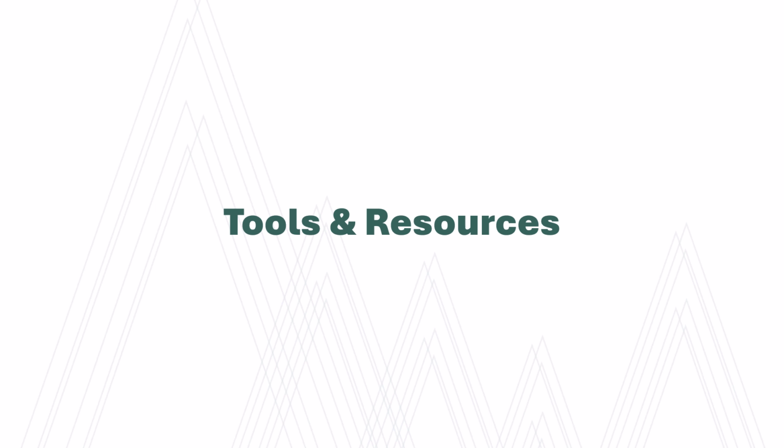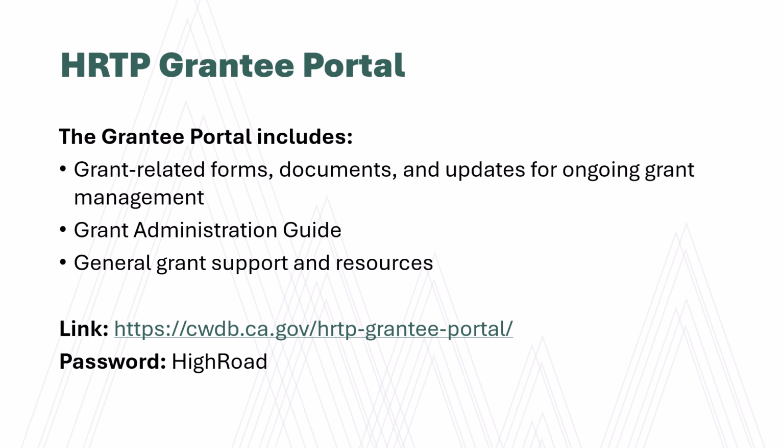Tools and resources. There are several tools and resources available on the HRTP portal. CWDB encourages the use of the resources outlined in the following slides. The HRTP Grantee Portal is a private web page located on the CWDB website that houses the HRTP Healthcare Grant Administration Guide and general grant resources and forms. Portal information and resources are updated throughout the grant term as needed. This internal site is accessed via a password for HRTP Healthcare grantees only. The login credentials should only be shared with trusted partners.